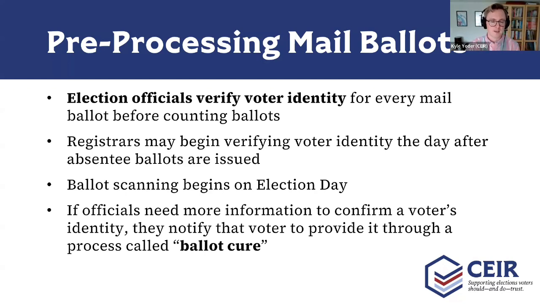If officials need any more information to confirm a voter's identity after they check those signatures on the outside of the envelope, they can notify that voter and ask them to come and provide it. This is a process called ballot cure. This is also a new and newly revamped process in the state under the new universal absentee voting law that was passed. If you want more, I highly recommend you check out the legislation that we talked about earlier to get details there.